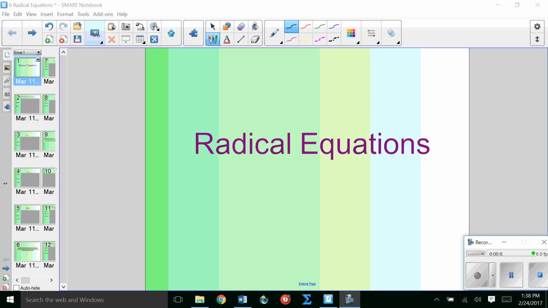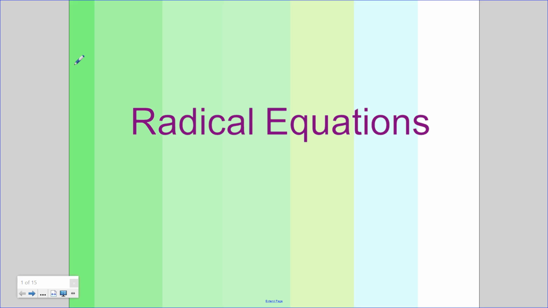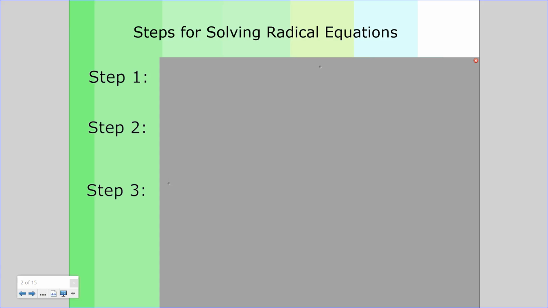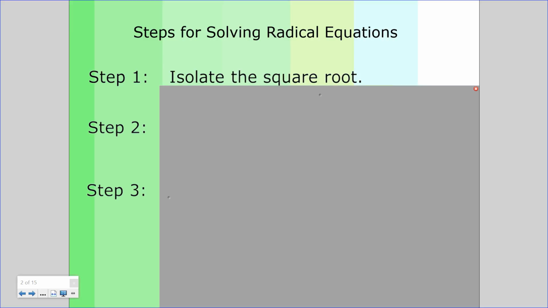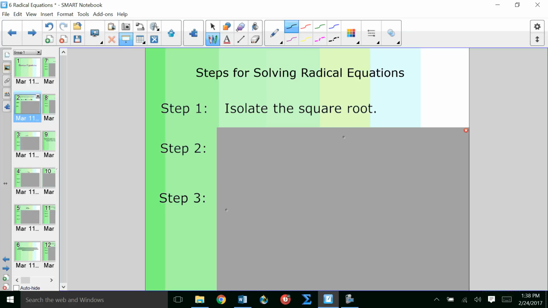In this lesson, we're going to look at radical equations, so equations that have radicals in them, and how to solve and simplify them. So steps for solving radical equations. We're going to always start by isolating the square root.